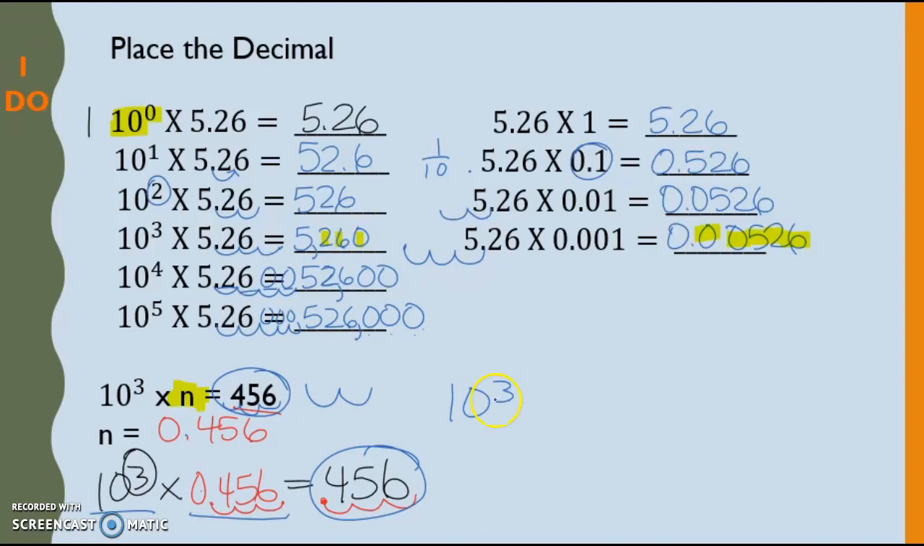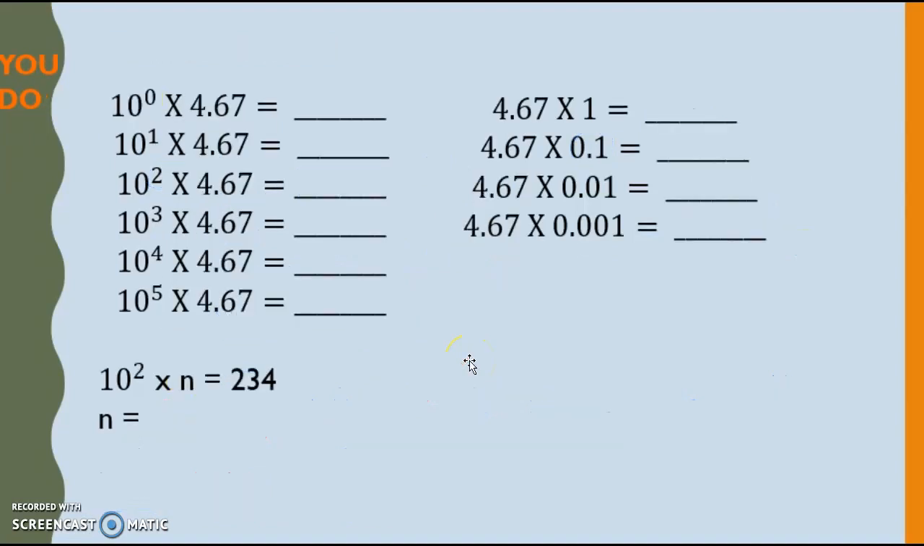Now I'm going to check my work. Is it true that 10 to the third power times 0.456 would equal 456? Let's see if that's true. 1, 2, 3. Yes, it is true. So my answer is correct. Now I'd like for you to try some problems on your own, pause the video, and then come back for the answers.